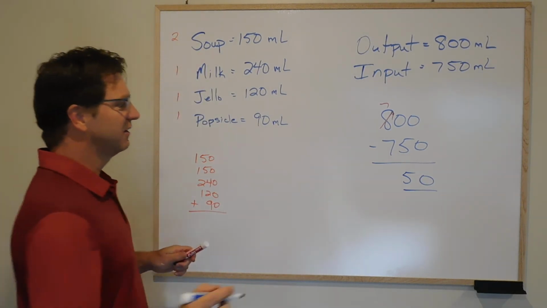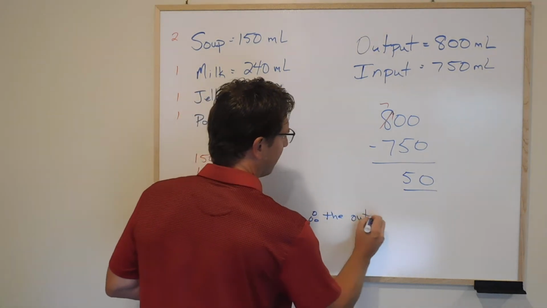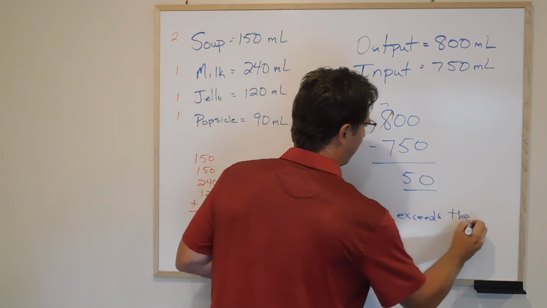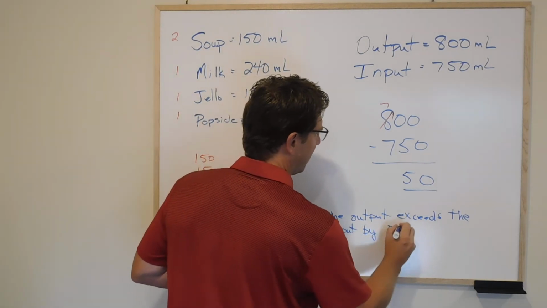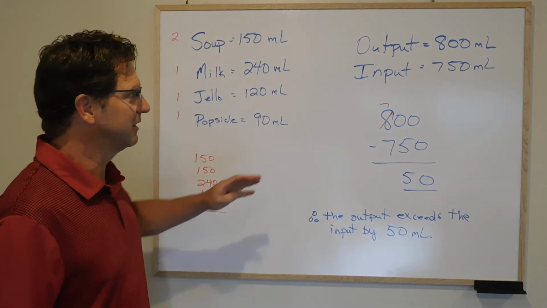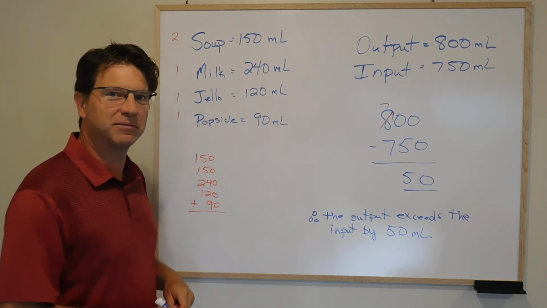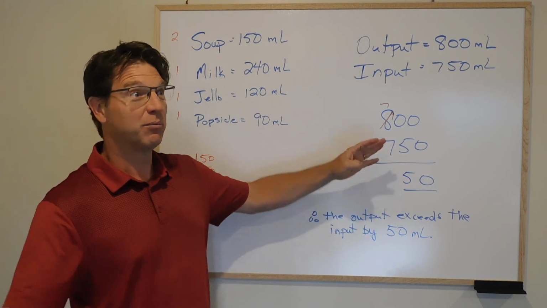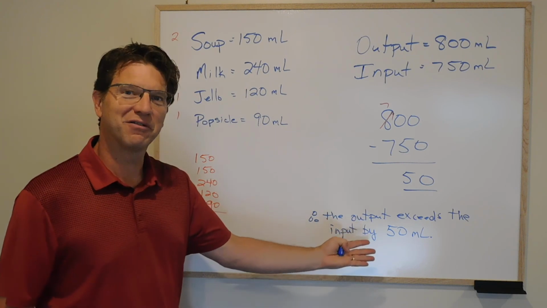So what you have is a word problem. Therefore, you need to answer it with a statement. Therefore, the output exceeds the input by 50 milliliters. Important to use the units, right? Because it wasn't just 50, it's actually 50 milliliters that we're talking about. Anytime you have a word problem, just a reminder, you need to end a word problem not by saying 50, but by actually answering the question. So in this case, the output exceeds the input by 50 milliliters.